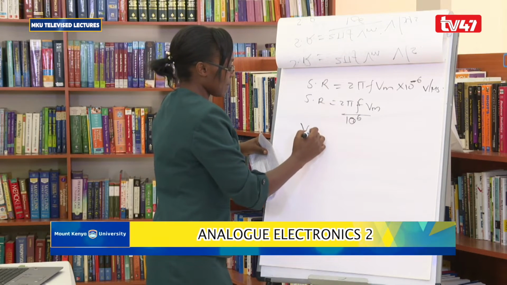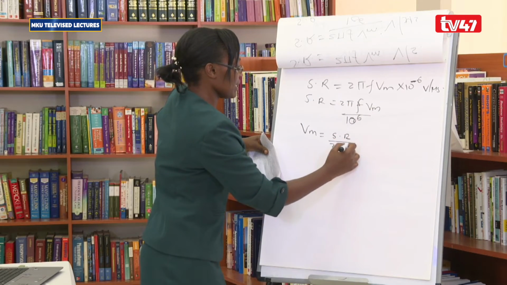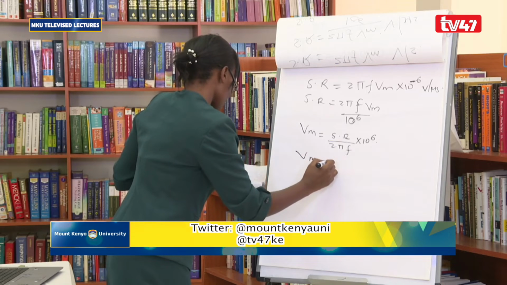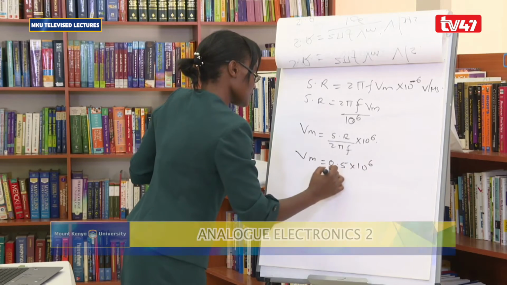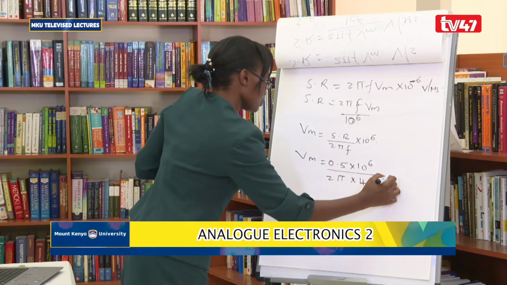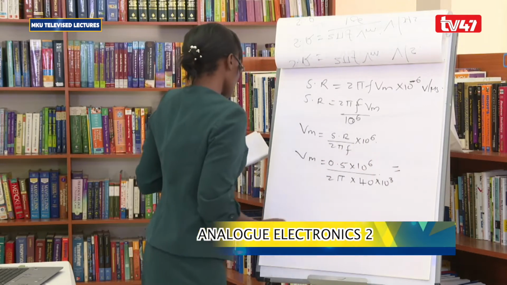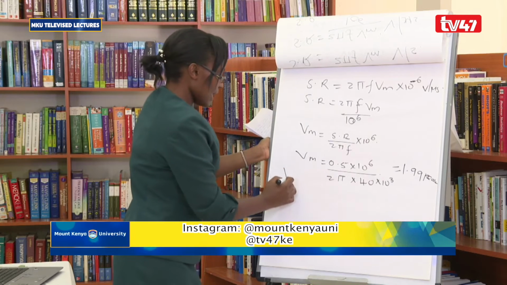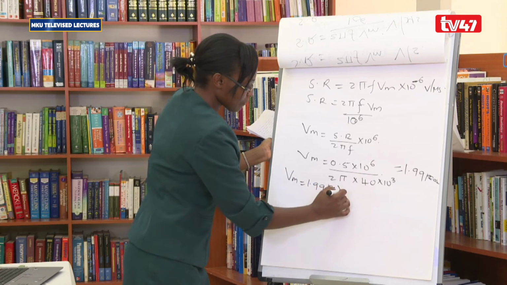So we have Vm is equal to slew rate, times 10 raised to 6, divided by 2 pi f. So Vm is equal to 0.5 times 10 raised to 6, divided by 2 pi times 40 times 10 raised to 3 hertz. Once you work this out, you will get 1.99 volts, but this is peak.